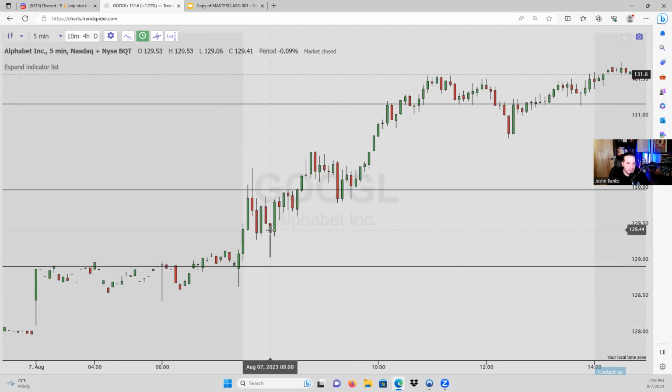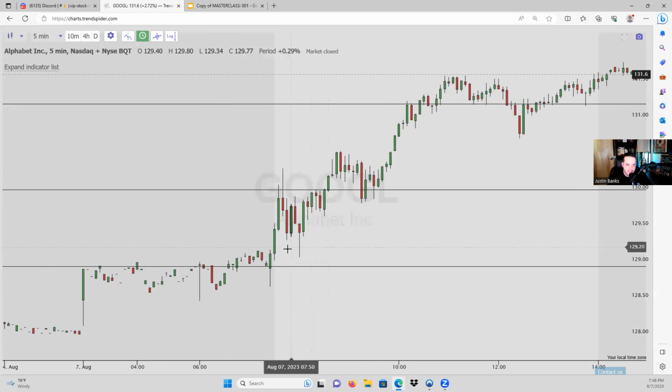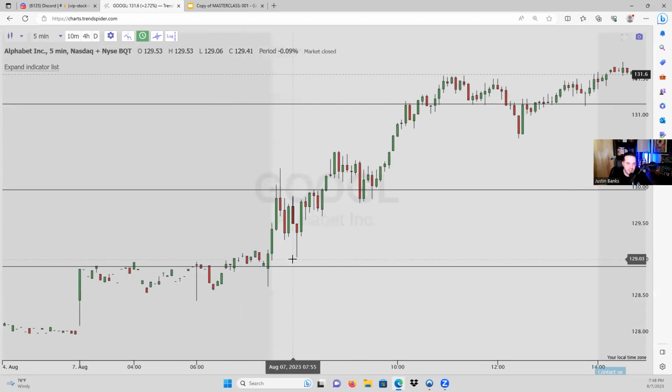It's 129. We have a major hammer candle. So what is this wick telling us? It's telling us that when we came back down, this is even more confluence that there are big buyers here, right? There is demand there. They do not want to see this stock go back down. It's showing us that this is heavy support here at this 129 level.